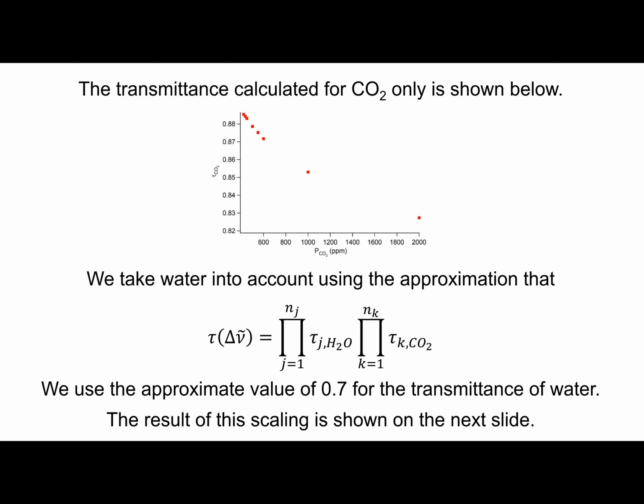Here I have plotted the integrated Planck density for a series of CO2 partial pressures. We need to include water, as mentioned previously, and we do that at this stage by multiplying by an average transmittance of 0.7 for water. The equation on this slide justifies the approach of simply multiplying the two individual transmittances to obtain the overall transmittance.